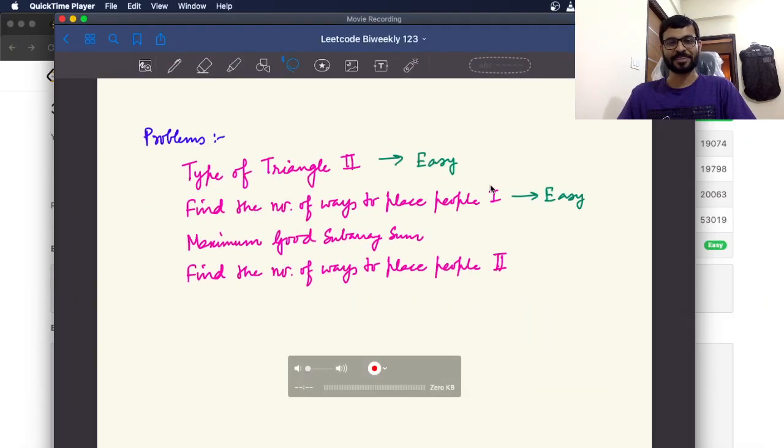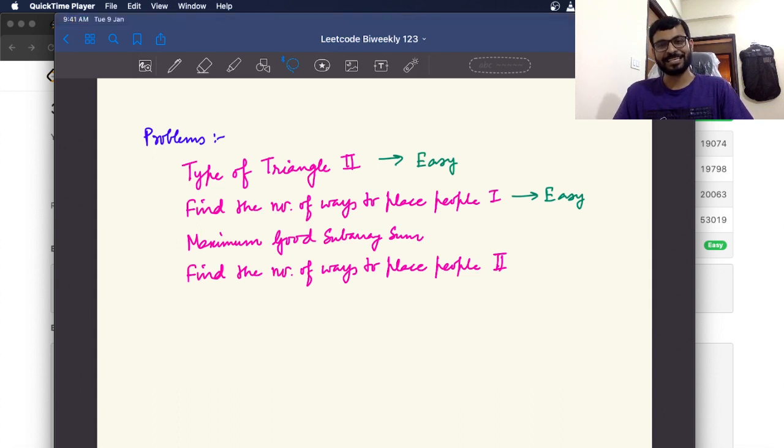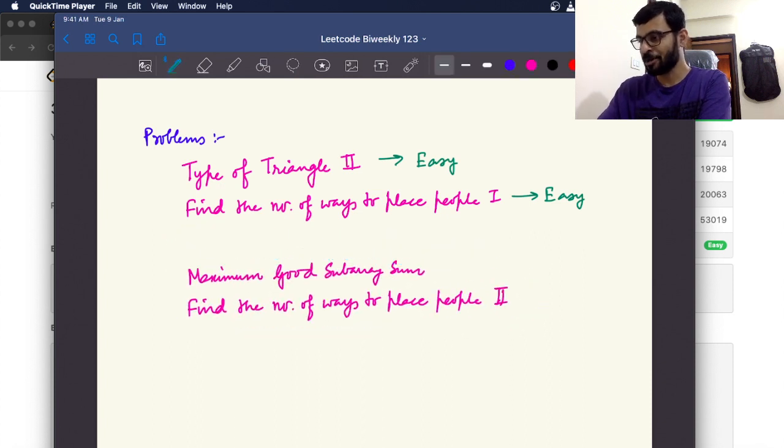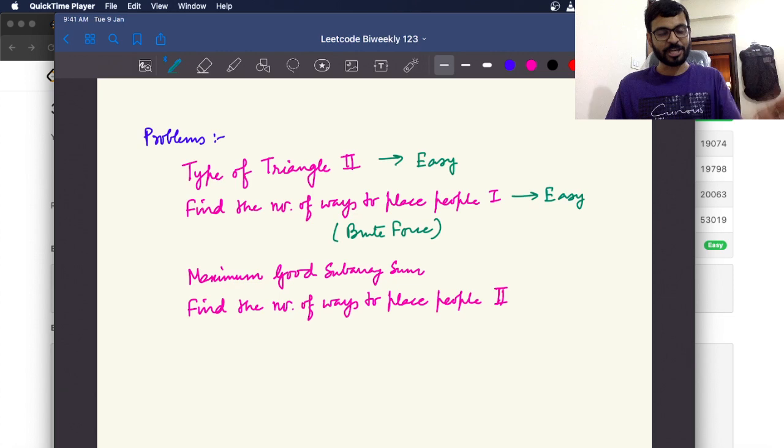The next problem, I'll also be keeping in the easy category. It's Find the Number of Ways to Place People 1. I would request you to actually read the problem, and it is plain and simple brute force. There are some points given, and you have to find the number of pairs. So consider every pair and check whether that is a valid pair or not, whether you should count that or not. That itself is sufficient. So please try to do this brute force and let me know if you need any help.